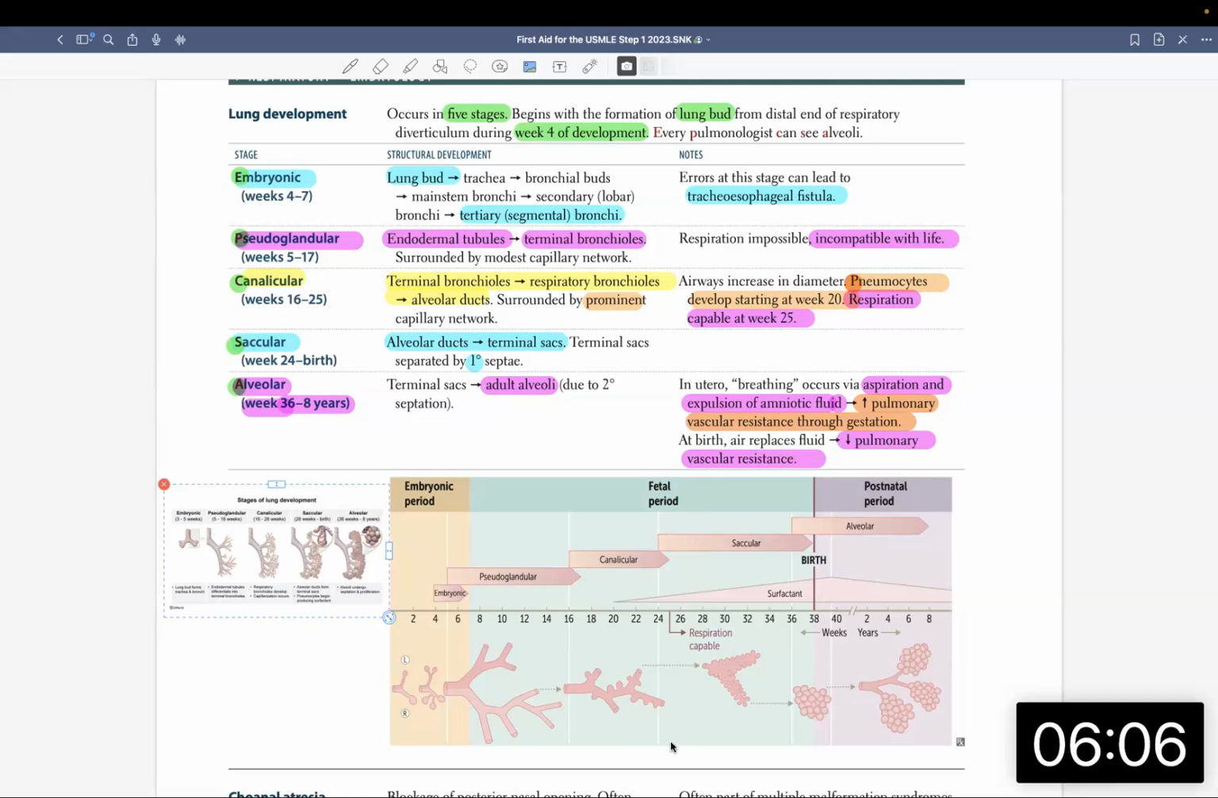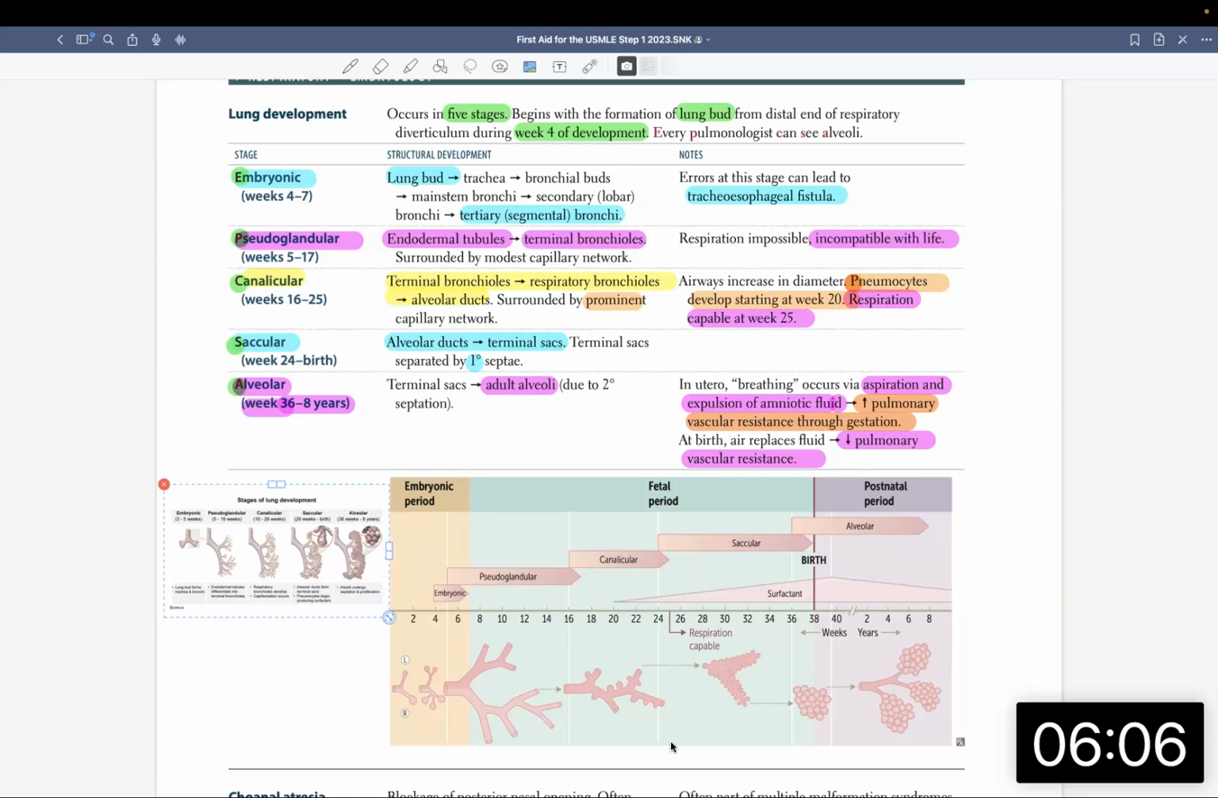That's what we decided on in the Palm session also, I think. Let me double check. Yeah, I think so. I don't know why I have written canalicular, because if you see the First Aid image, it says that it starts at canalicular. I think that was a conflict we had when we did Palm. So it does say pneumocytes start developing at 20 and respiration capable at week 25, and that's the end of canalicular phase according to First Aid.